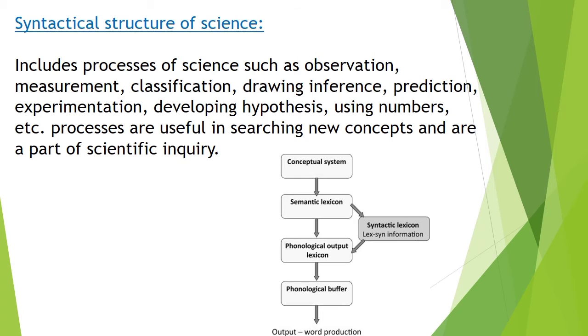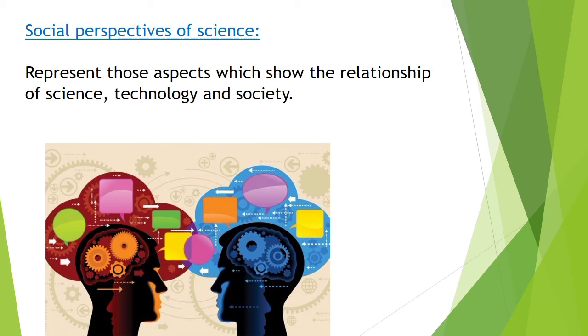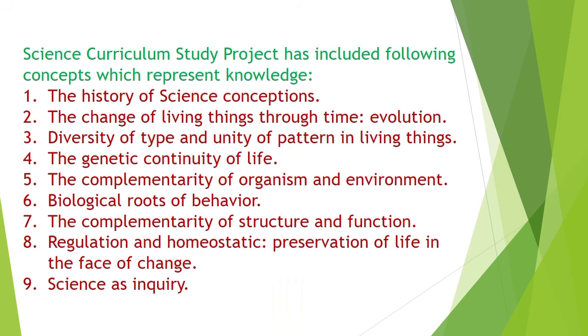Syntactical structure of science includes processes of science such as observation, measurement, classification, drawing inference, prediction, experimentation, developing hypotheses, using numbers, etc. These processes are useful in searching new concepts and are a part of scientific inquiry. Next, we have social perspectives of science. These represent those aspects which show the relationship of science, technology, and society.